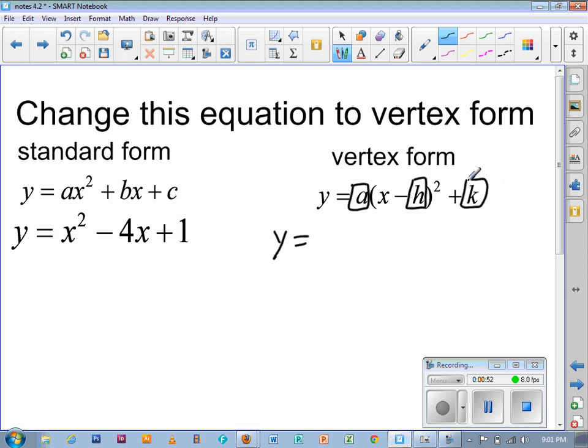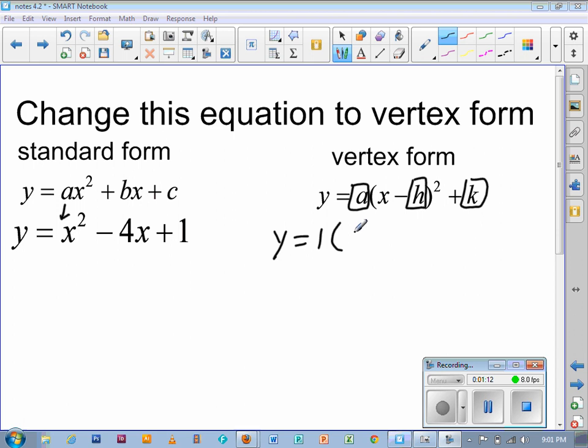That's our objective. Now the easiest one to find is a. It's simply the coefficient of your x squared, which is 1. So we put a 1 in place of a, which you wouldn't really have to place there, but we'll put it there so you can see what we actually slid over.